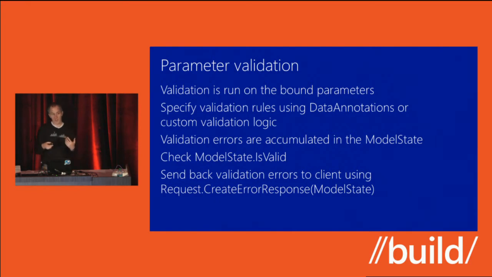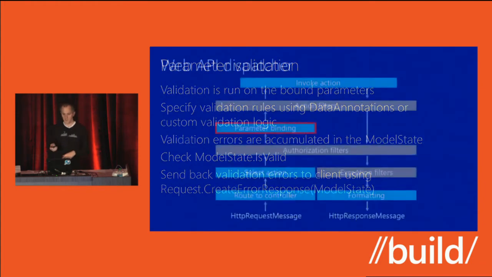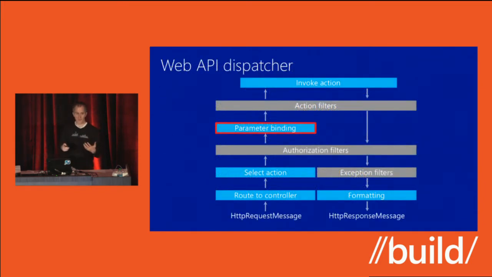And you have the option of also sending back all of the model state, the validation errors, back down to the client. We provide a really simple way for you to do that. You can just take the request and ask for an error response to be created based off of the model state, as shown there. Okay, so that's how parameter binding occurs. We now have data for all the parameters.